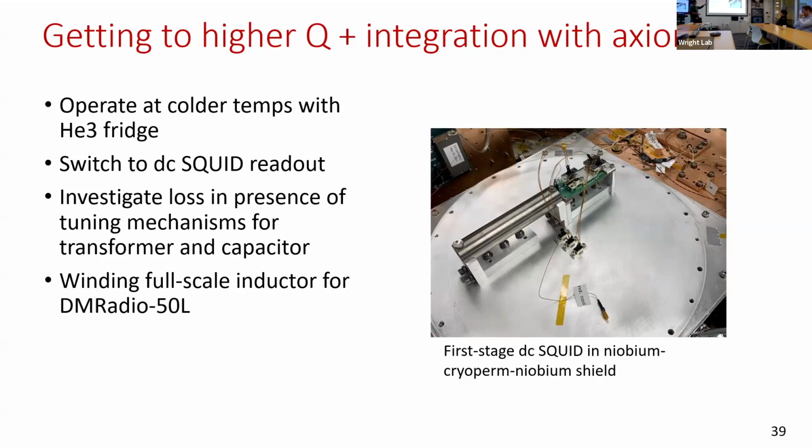Also, as I mentioned this morning in our meetings, this inductor has a square cross section. We're going to change it to a rectangular cross section, an octagonal cross section, and make it a bit bigger. This will be the first inductor that is integrated into the DMRadio 50-liter experiment that's being constructed at Stanford.